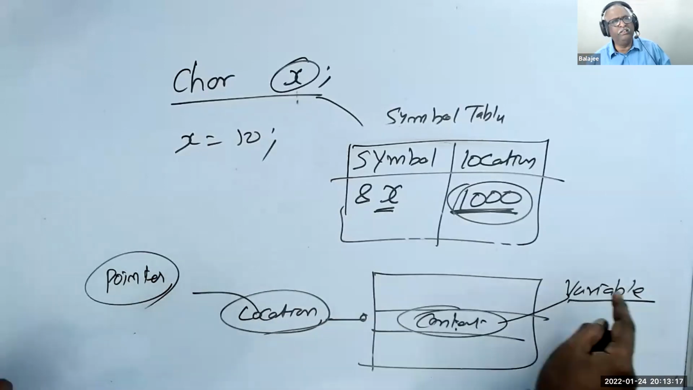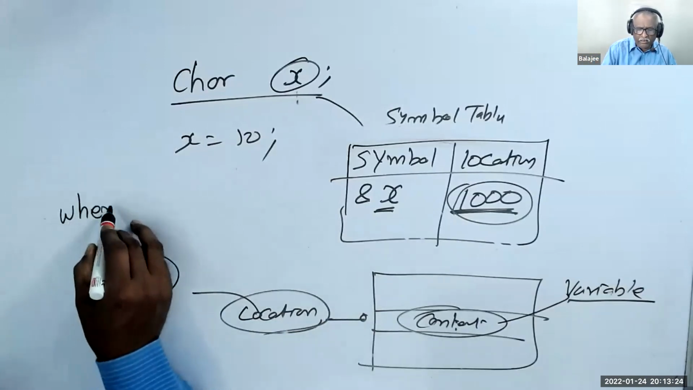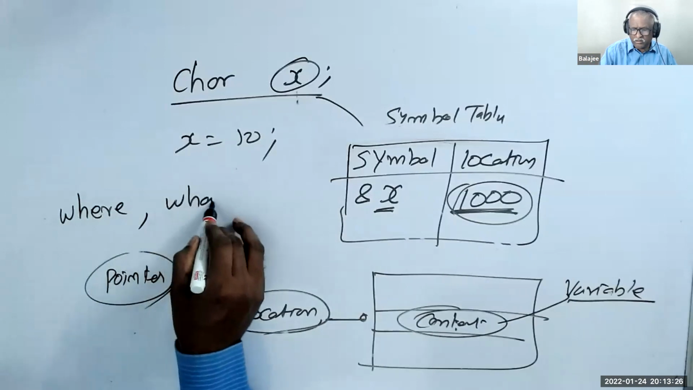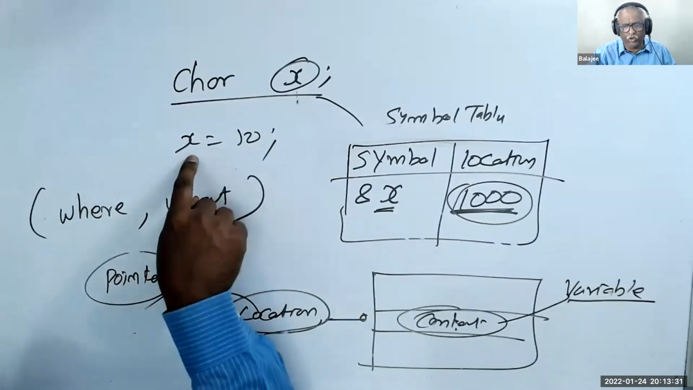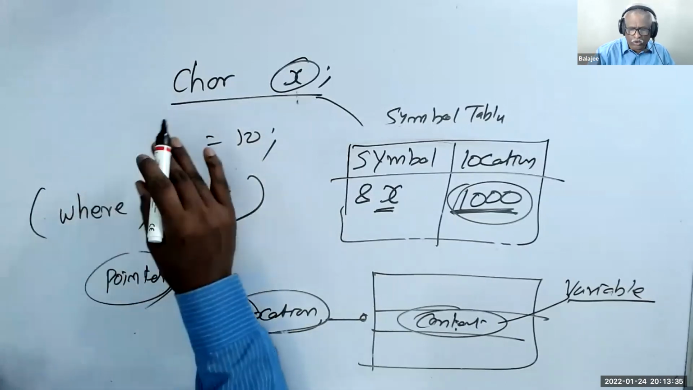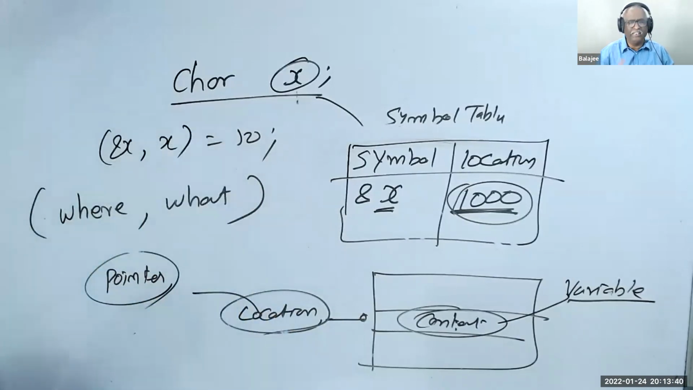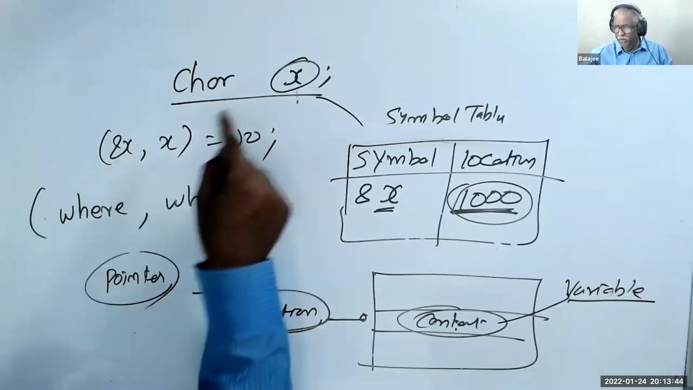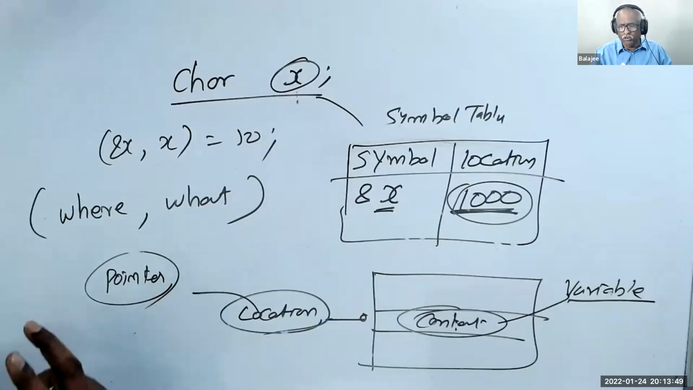If you don't know both, then it's a waste. If you say where to store, and you don't know what to store, you need both: where and what. It's a combination. But unfortunately, when you write x equals 50, it is actually like this: you are storing &x and x, both. That is the meaning. They don't show you this &x because they take it automatically from the symbol table. That's the problem we have. You don't see this actually.